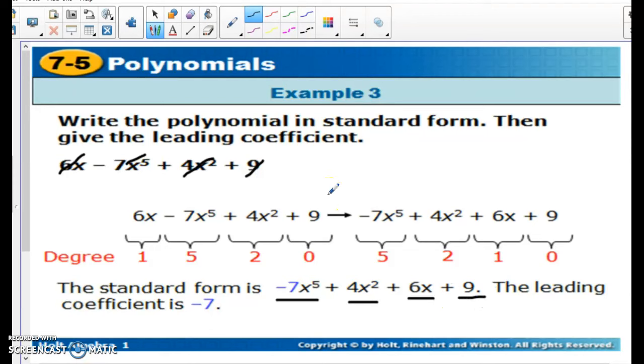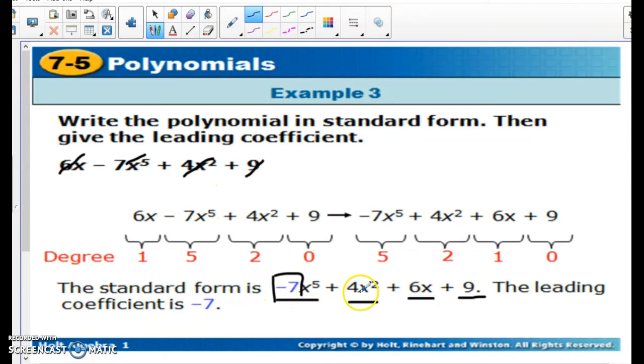Sometimes the books might ask you what the leading coefficient is. And the leading coefficient is this number. So it could be 1 if it's just an x to the fifth. But it's this number in front of your biggest x. So since -7 is in front of the x to the fifth, then it would be a -7.